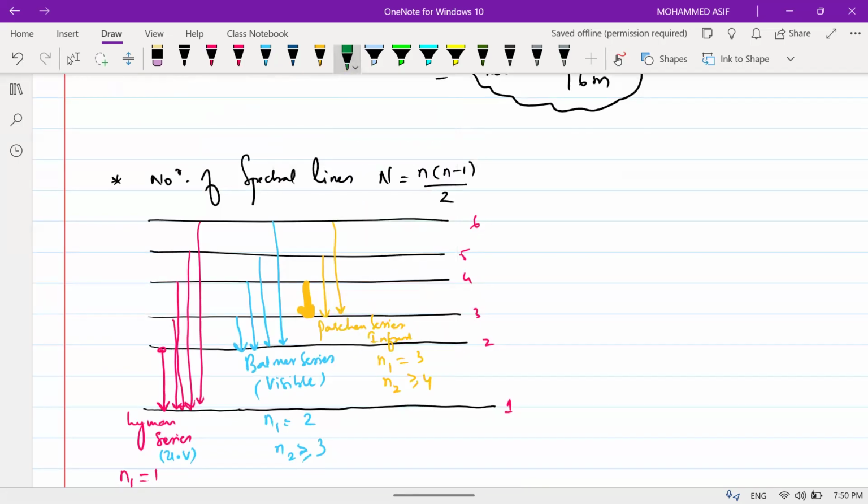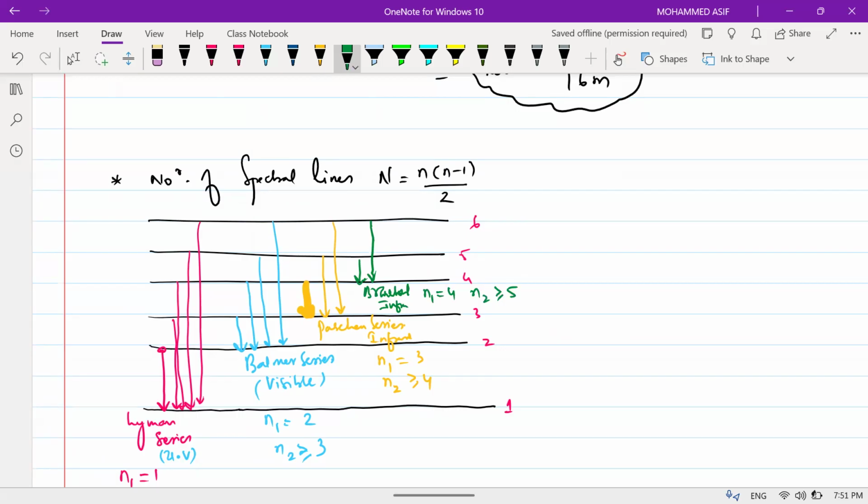After Paschen, what is the series, beta? Can anyone tell me? If an electron is jumping from 5 to 4 or 6 to 4, this will be the Brackett series. The Brackett series lies in which region? This also lies in the infrared region. For this one, what is the value of n1? n1 is 4, and n2 is greater than or equal to 5.